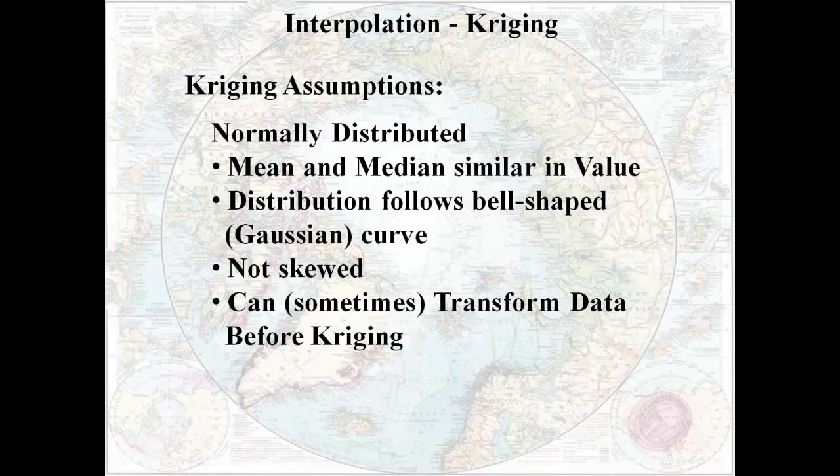Sometimes you can transform your data to make it normally distributed, and then you can interpolate based upon the transformed data and then you can transform it back to what it was originally. So there's sometimes ways you can get around something if it's not normally distributed, but if you can't transform it into normal data, then that's probably not good to use kriging.